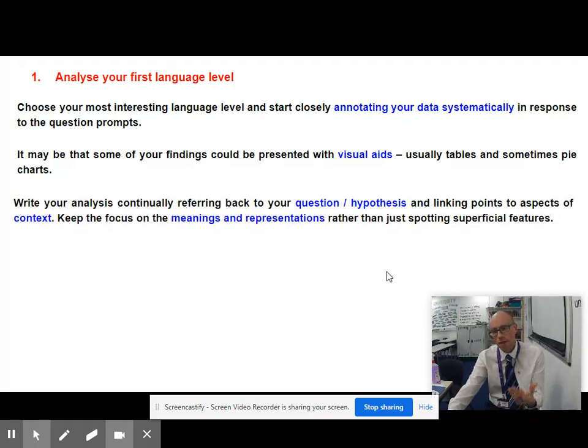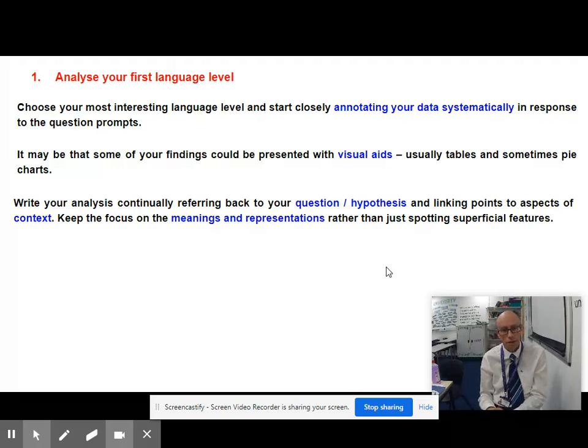So when you actually write your analysis, make sure that you are constantly referring back to that question or the hypothesis, and that you're linking your points to aspects of context, by which I mean, of course, things like audience, purposes, mode, genre, but also maybe the situational context of the language or the social or historical context. So context is all about answering that question, why? Why is language being used in a certain way in this particular context?